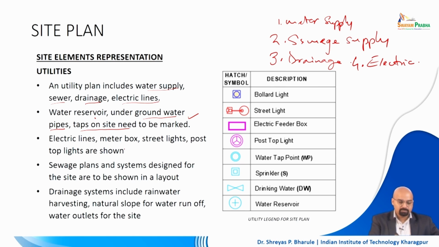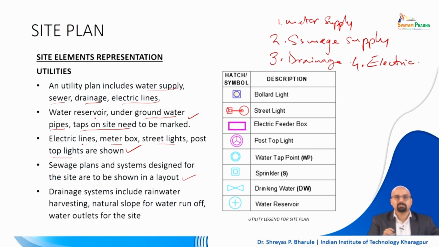So, coming to the electric supply. When we see electric supply, there are the electric lines, the meter box, the street light and the post stop lights. The places where you will have all of these different elements of electric supply, these are the bare minimum things which are to be mentioned definitely on that particular site layout. In the sewage plan, the system designed for the sewage collection or sewage drainage is to be mentioned and highlighted on the site.